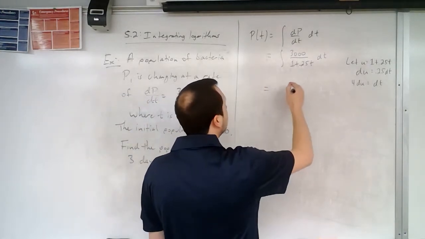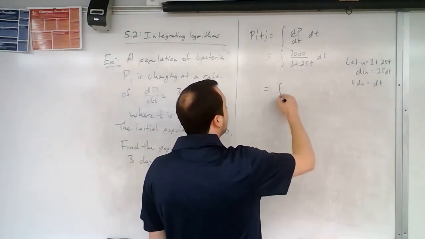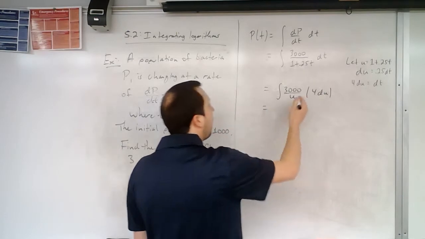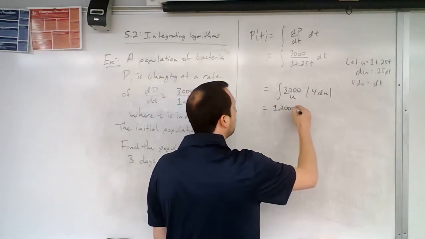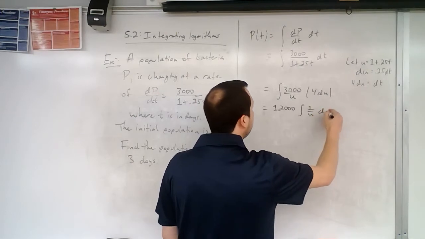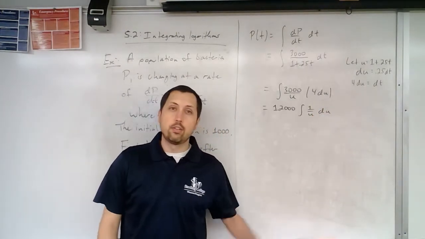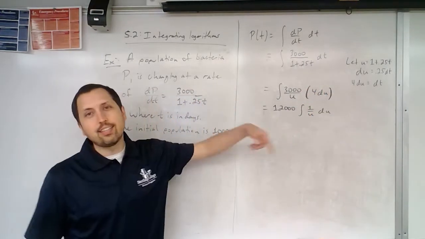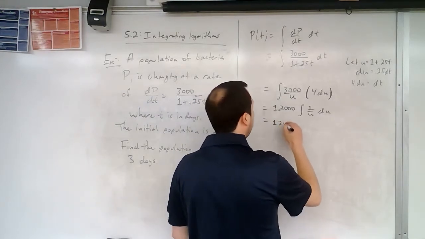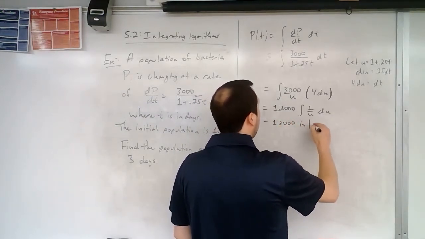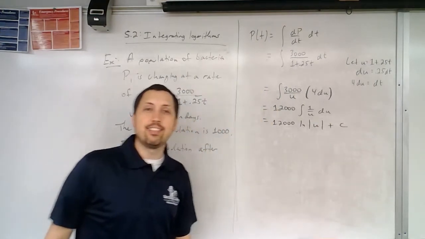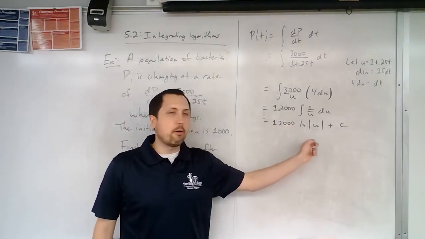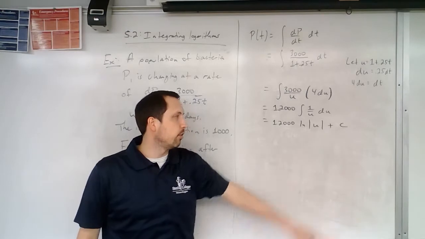So I substitute things in. I have the integral of 3,000 divided by u times 4 du. I can pull out the constant, so I have 12,000 times the integral of 1 over u du. These are parentheses, by the way. Now I integrate this and I get natural log. So I have 12,000 natural log of the absolute value of u plus some constant c. Don't forget the c. I just skipped a step of distributing the 12,000, but that's just a constant over there.